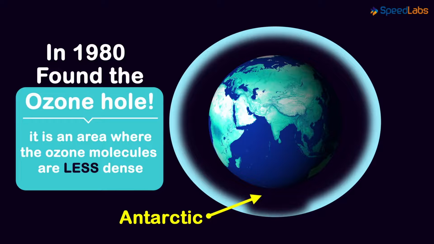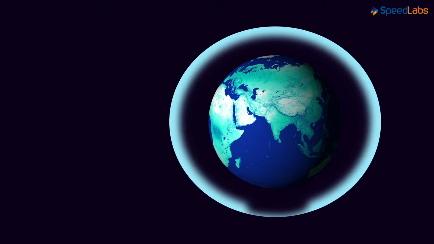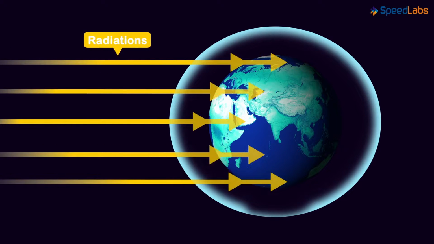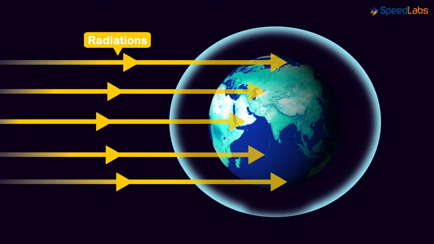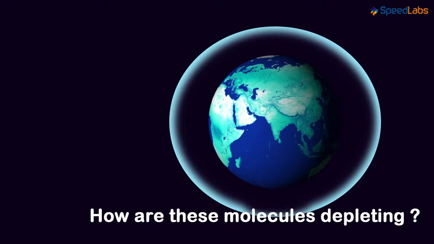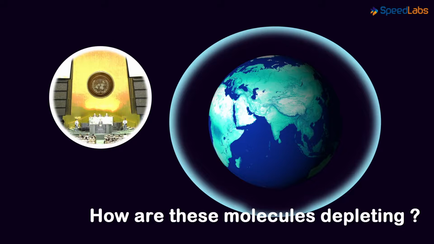It's just one part, right? Do we really need to be worried about this? Yes, of course. If the ozone layer depletes at the present pace, then we will be exposed to the harmful rays of the sun. But the important question is, how are these molecules depleting? I'm sure you know why. The entire world is talking about it now. It is the greenhouse effect.